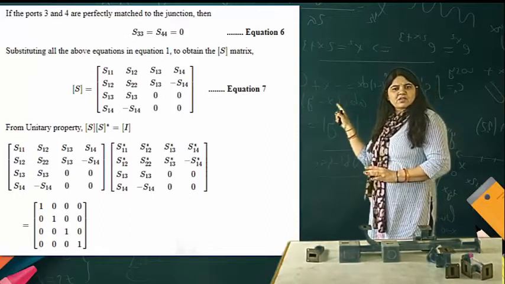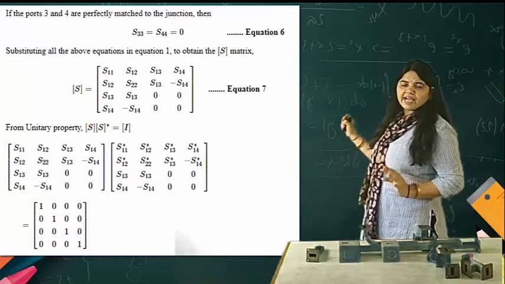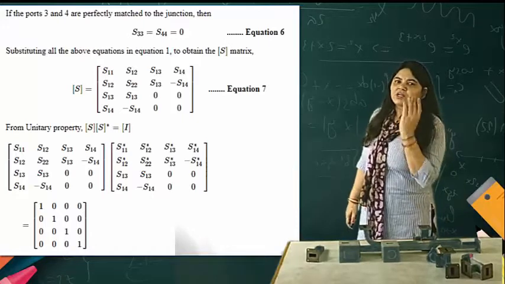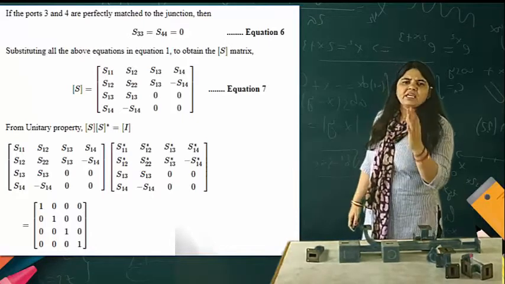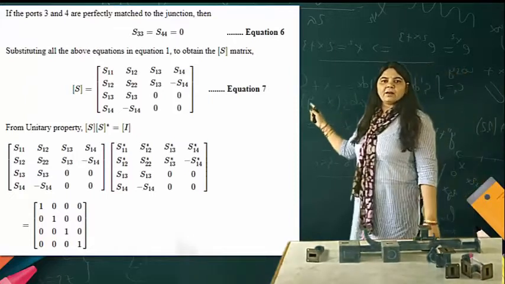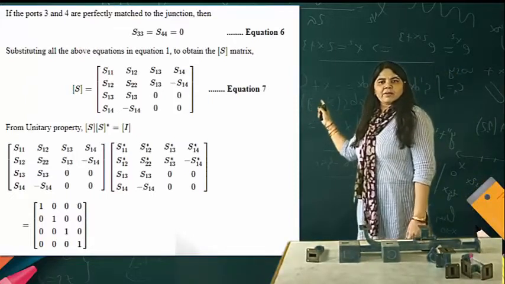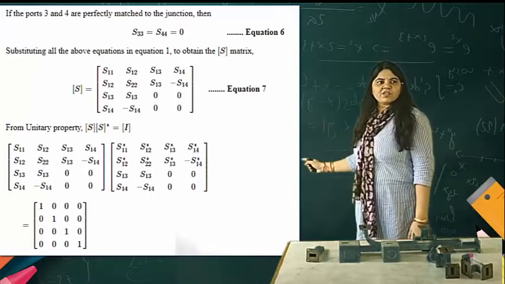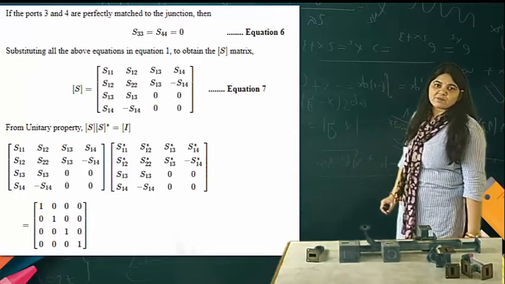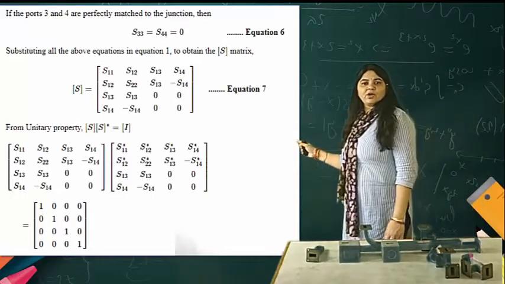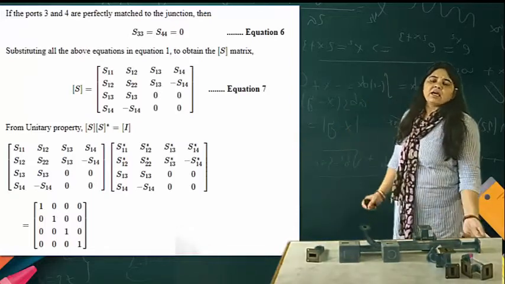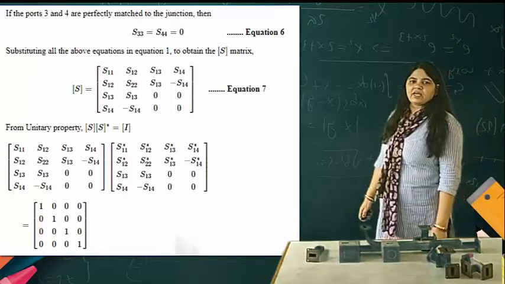That is a matrix which consists of all the values that we have found by studying the functioning of the H plane T, E plane T, and the magic T. Now you can see that I have the matrix in my equation number 7. Now, which property? The complex conjugate, the unitary property of the S matrix. The S matrix multiplied by its conjugate is a unitary matrix, that is, it is 1.